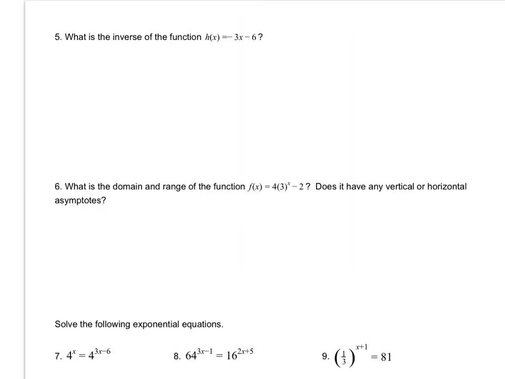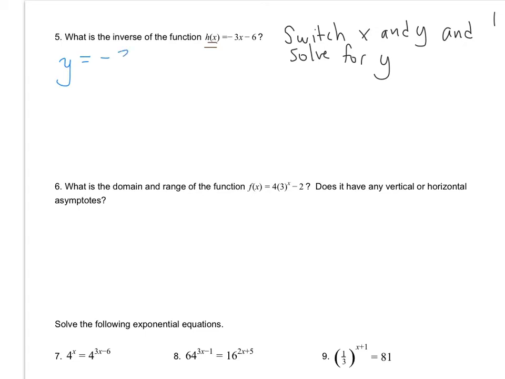Okay, so this next problem, number 5, says, what is the inverse of h of x equals negative 3x minus 6? So to find an inverse, we will simply switch x and y and solve for y. Now, interestingly enough, in this problem we have no y as it's currently constructed. But as we said earlier, h of x, any function notation, just means y. So I can rewrite that as y equals negative 3x minus 6.